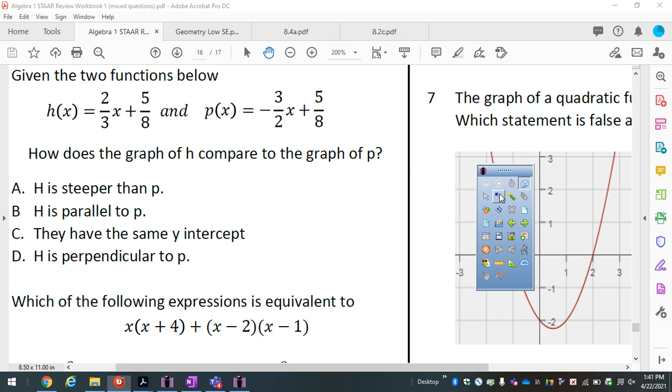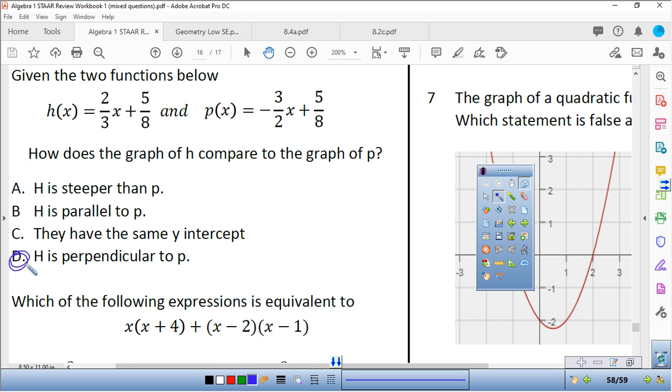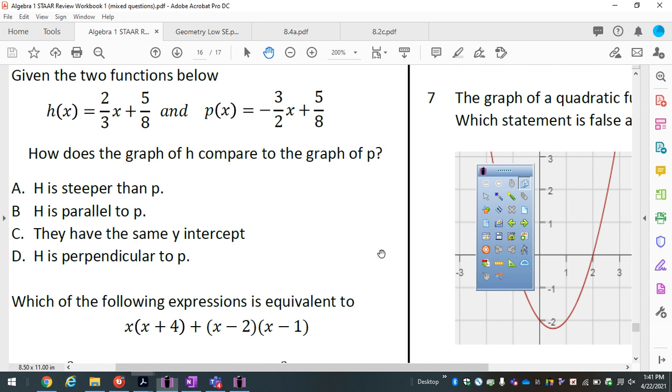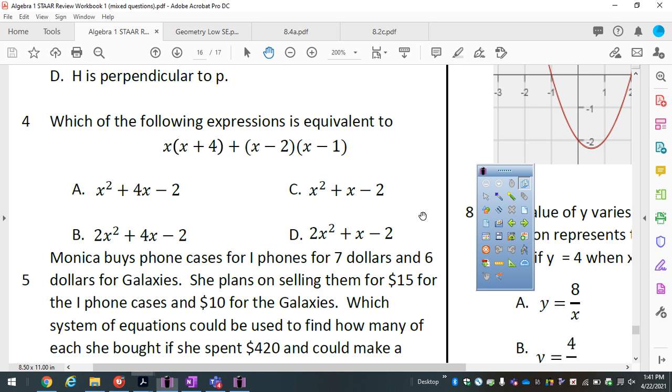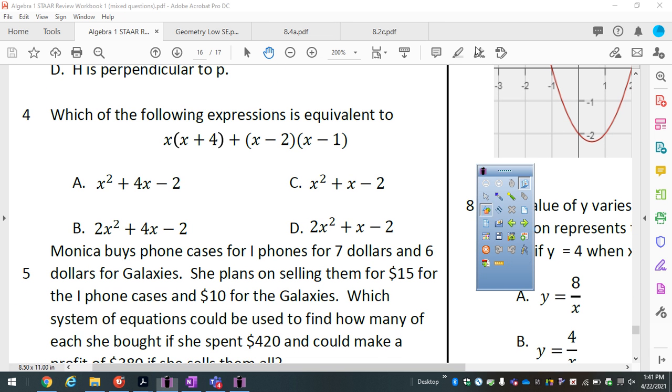So I want to tell you this much. There's two answers. This one and this one. They're not steeper. They're the same steepness. They're not parallel. So this one has two answers. Sneaky. I love this district test. They always kind of keep you jumping around, making sure you're reading it correctly.